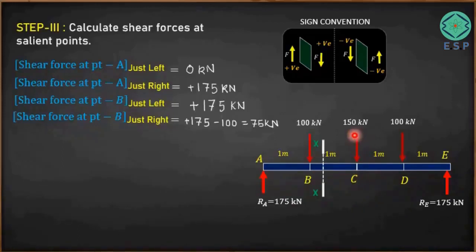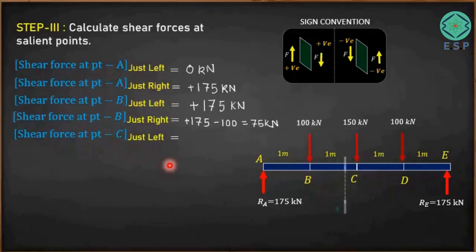Now I want to get to point C. So again, this particular XX plane, I will keep just left hand side of this particular point C, something like this. Now shear force at point C just left. So just left means we are going to keep our reference XX plane just before point C. So if you again see the situation, again we have force 175 kilonewton upward and 100 kilonewton downward. Only these two forces are there. There is no other forces come into the picture. It means the value will remain same as 75 kilonewton. So we can directly write down plus 75.